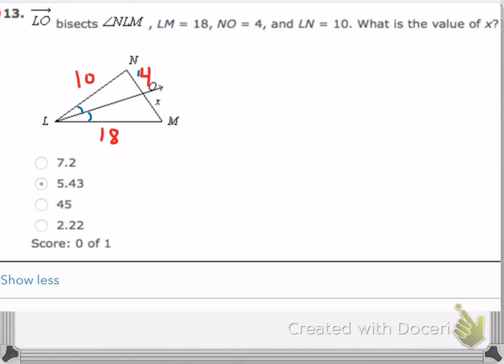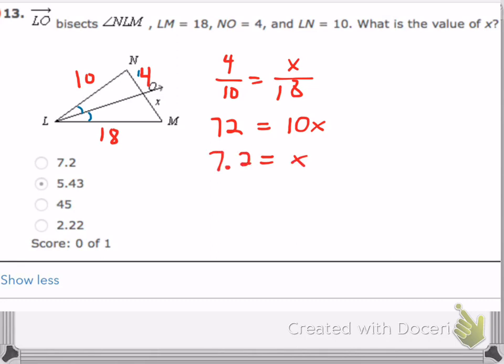To solve for X in this problem, we're going to do 4 divided by 10 equals X divided by 18. And then we'll cross multiply and solve. 4 times 18 is 72, and then 10 times X is 10X. When we divide both sides by 10, we get X equals 7.2. So that's the solution to this problem. Once you know that the conditions of the triangle bisector theorem are met, then this proportional relationship is really easy to solve.